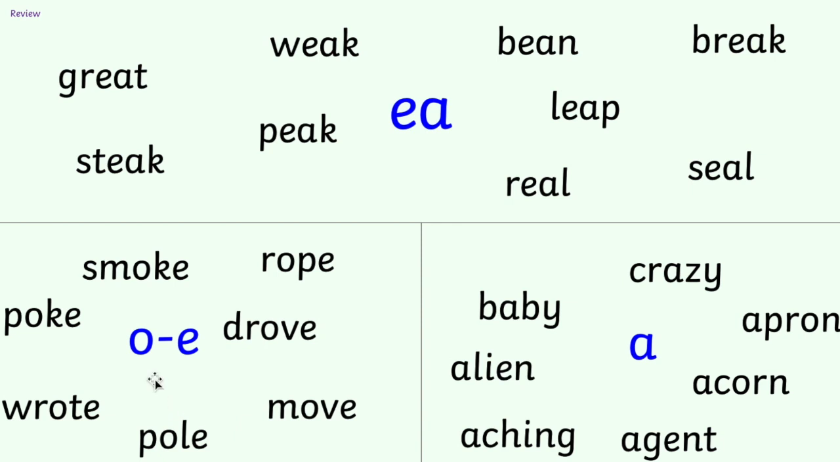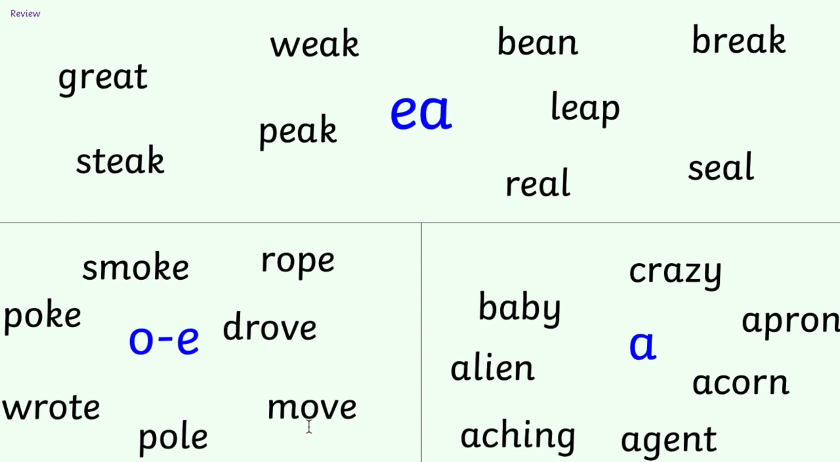Next up down here, we've got the OE split digraph. I've got wrote, poke, smoke, drove, and rope. And wrote, I think, is quite an interesting word because it's got an R sound at the beginning, spelt with a W and an R together, making just one R sound. And then I've got two interesting words here. I've got the word pole and move.